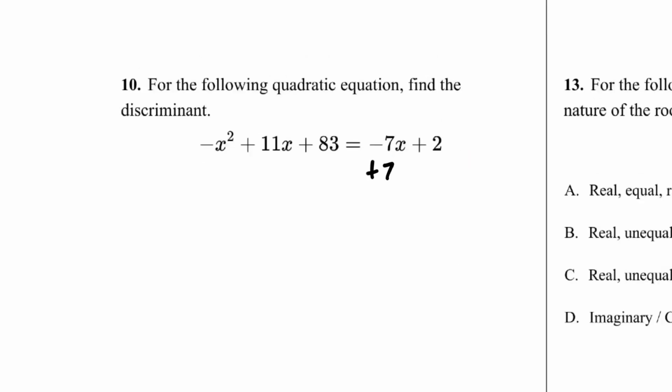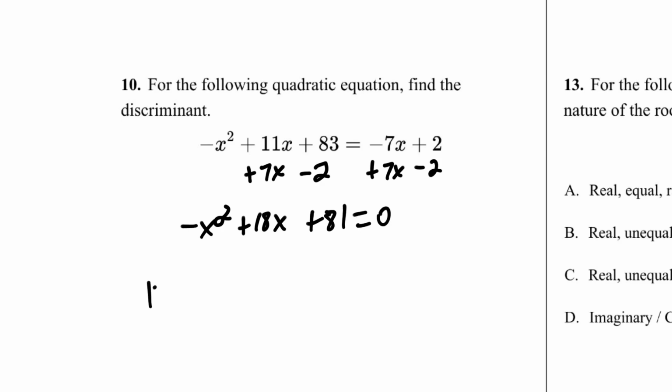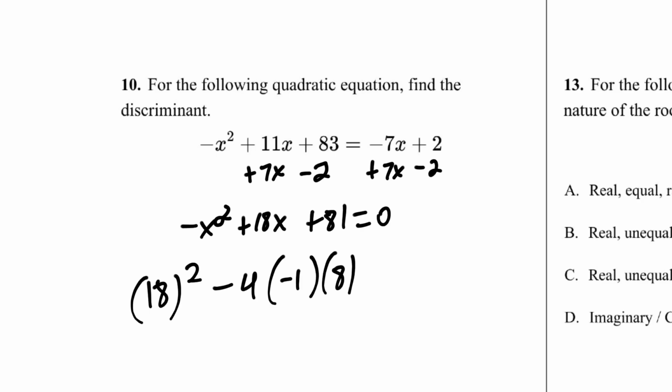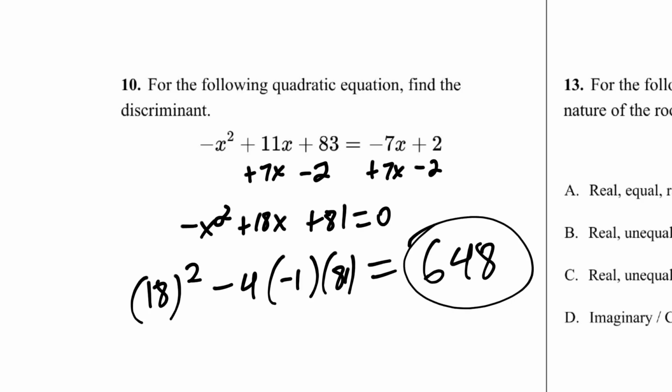For number 10, let's add 7x to both sides. Let's minus 2 from both sides. I have negative x squared plus 18x plus 81 is equal to 0. That's 18 squared minus 4 times negative 1 times 81. This answer is 648.